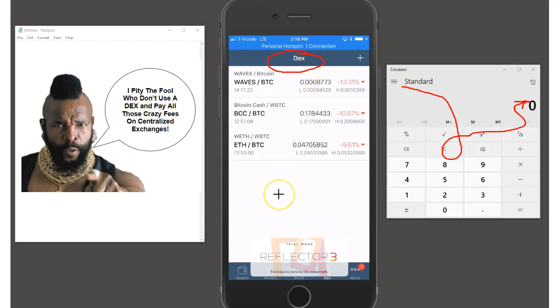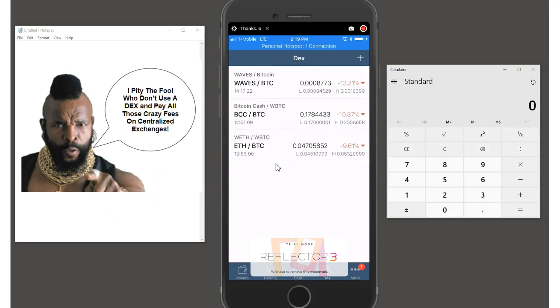Not to mention the fact, of course, that by using a decentralized exchange, you are in total control of everything, and there's no chance that a centralized exchange can mess with you, hold your money, and a lot of other reasons to be here using something like this. But let's just go into the tour.